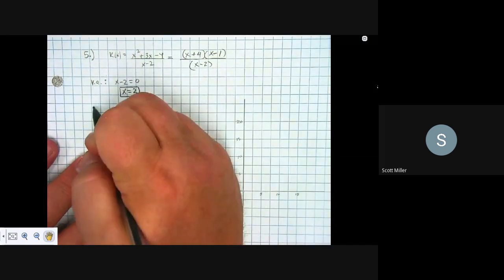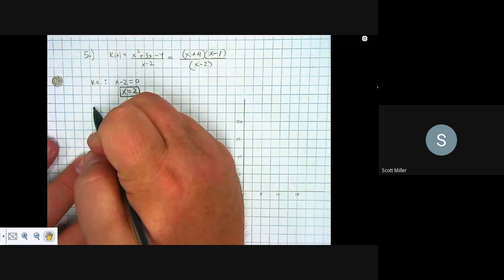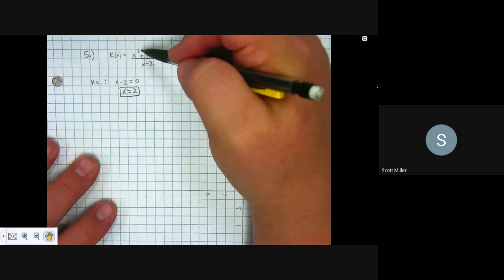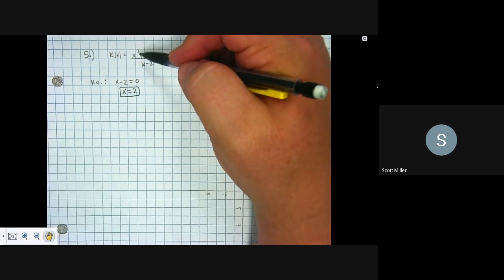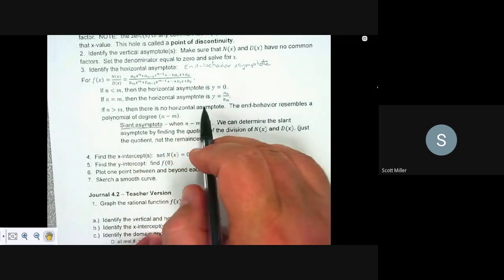The next one I look for is the end behavior or horizontal asymptote. So I look over here at the degree. The top degree is 2, the bottom degree is 1. So the top degree is bigger than the bottom degree. When the top degree is bigger than the bottom degree, there is no horizontal asymptote. It's going to be an end behavior, and for our purposes only, it will be a slant asymptote. And to find the slant asymptote, I need to do long division. I got to find the quotient in a long division problem, not the remainder, just the quotient.